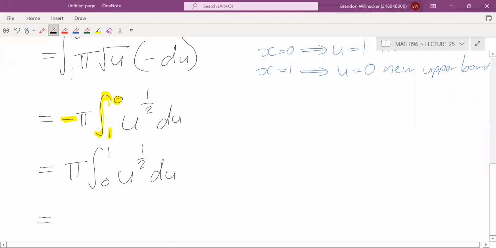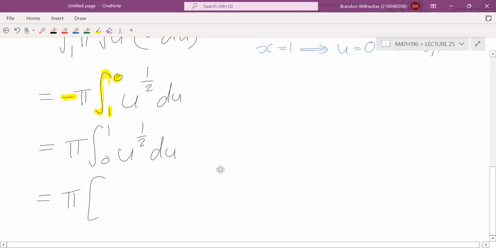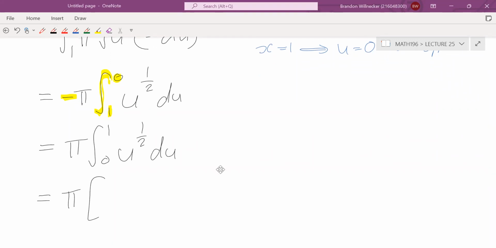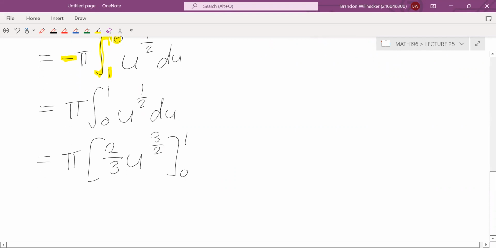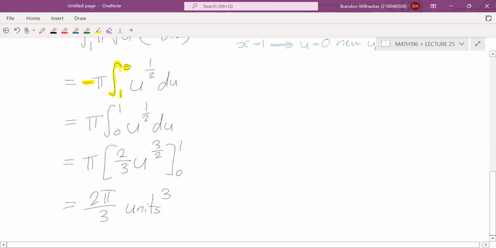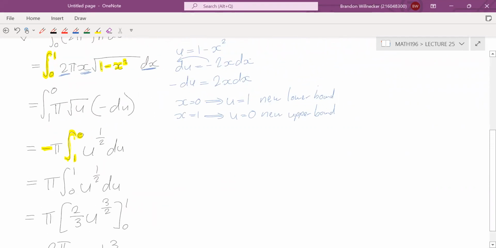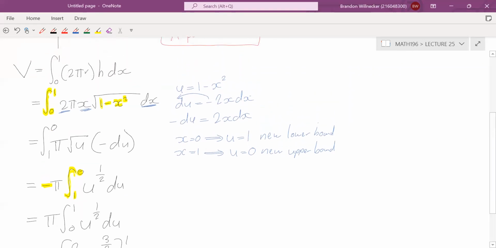So let's do the integral. So we have pi. We add 1 to the exponent to make it 3 over 2. Divide by 3 over 2 is the same thing as multiplying by 2 over 3. u to the 3 over 2 from 0 to 1. So we get 2 pi over 3 units cubed.